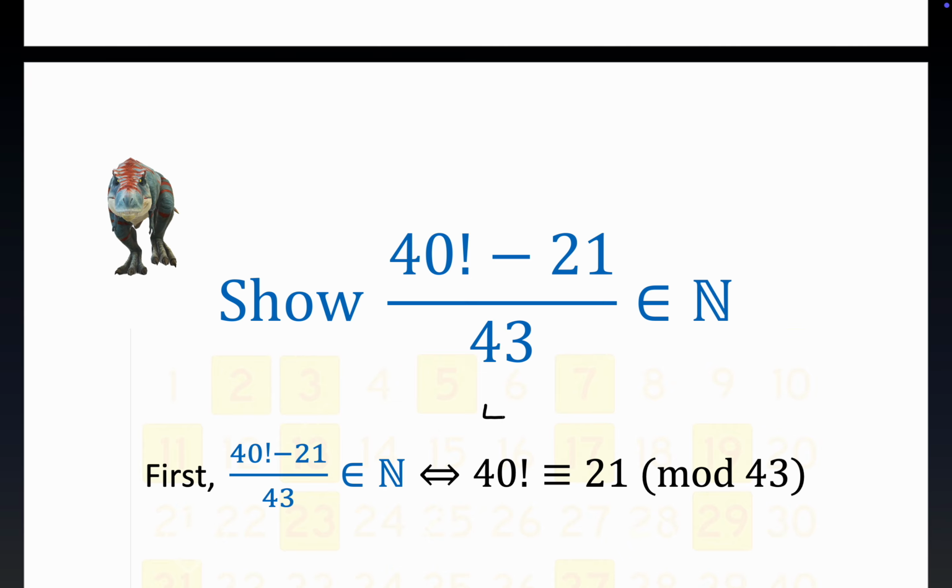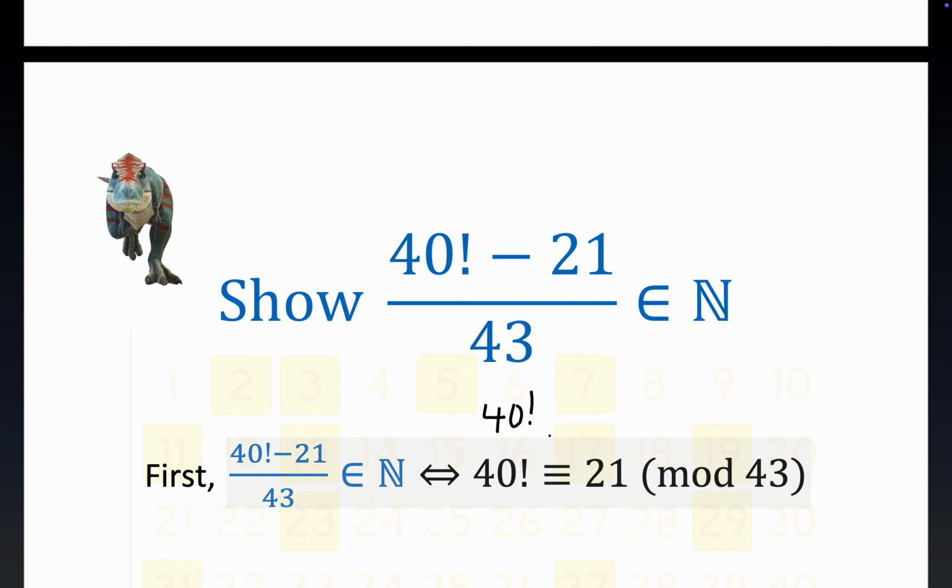Tonight I want to show you that this quotient with a huge numerator divided by 43 is just a natural number, or it's not even a fraction. So what I'm going to do is write this in modular arithmetic form. And so 40 factorial minus 21 over 43, a member of the positive integers, is absolutely equivalent to this modular arithmetic statement.